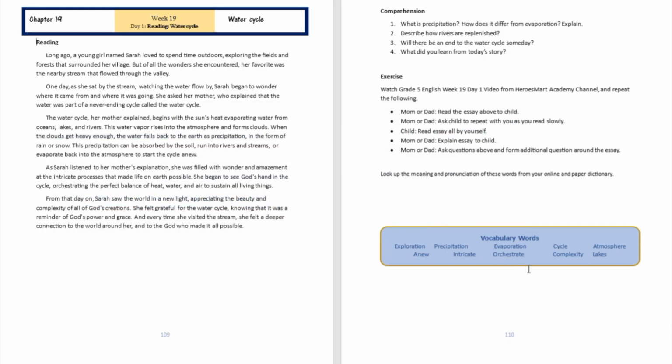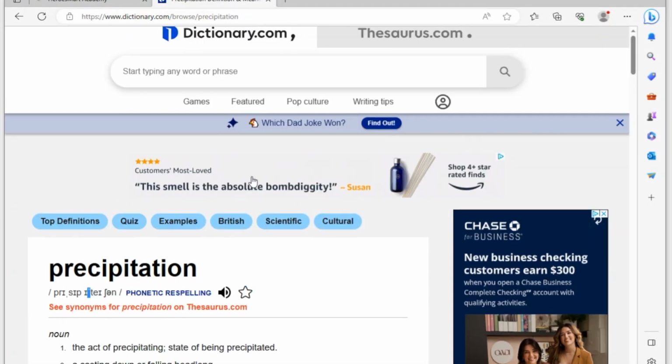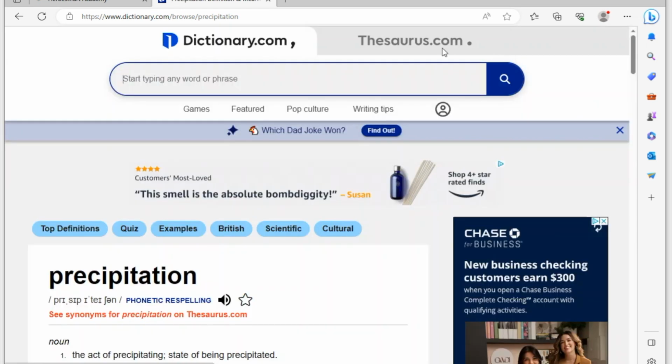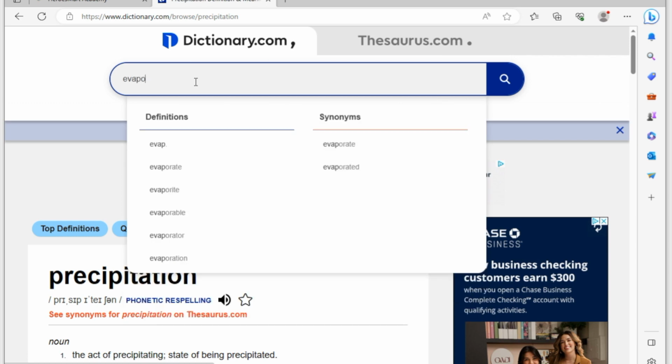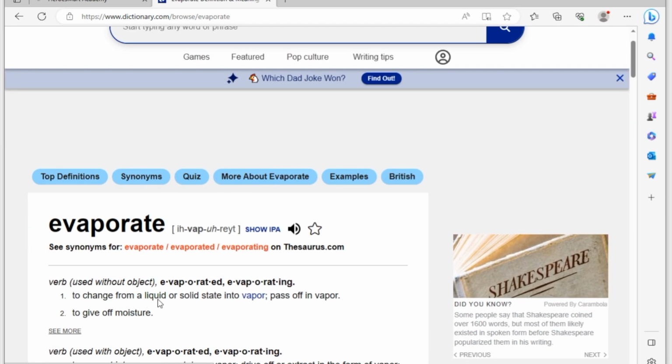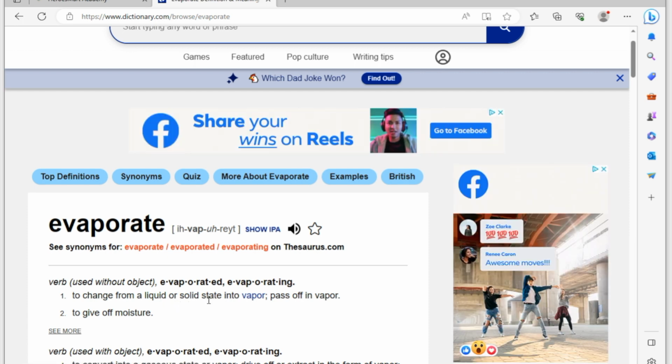All right, so let's go ahead and learn another word. Let's do evaporate, since they are like opposite words. Evaporate means to change from a liquid or solid into vapor. Okay, so talking about water evaporating into steam, that's what we're talking about. How does it sound? Evaporate. Perfect.